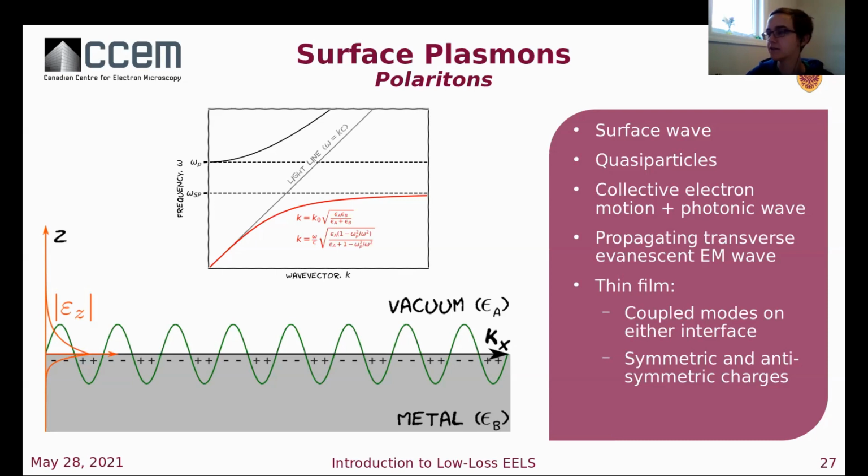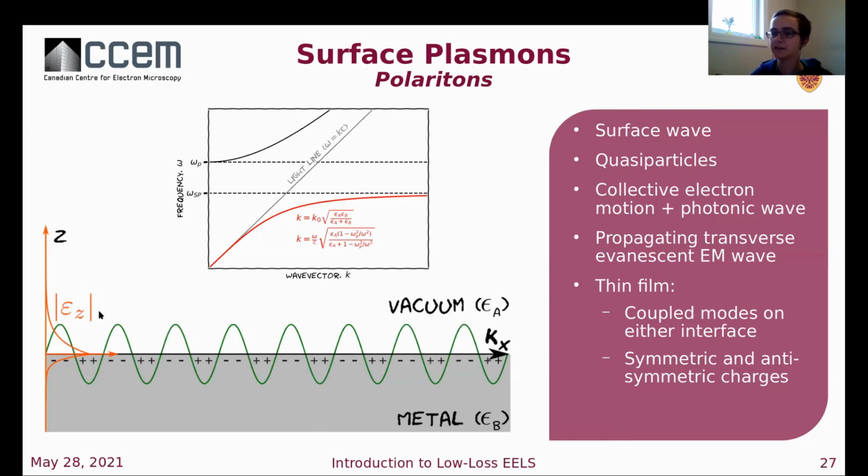So for your sample to support the surface plasmon polariton, usually you must have conduction electrons, such as something like silver or gold, or even highly doped semiconductors are very good at supporting surface plasmon polaritons. Now, if you have a thin film, such as you often do in a TEM, then you may get two surface waves on the material, one on the top side and one on the bottom side. These are coupled across the film and form symmetrical and anti-symmetrical charge distributions. So these are oscillating charges, and they may be either the same or the opposite on either side of your thin film.